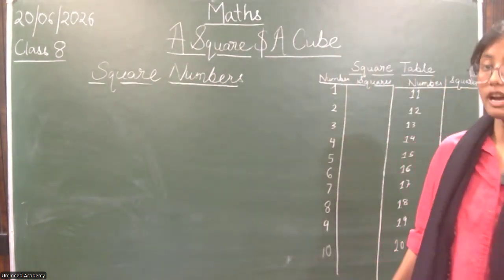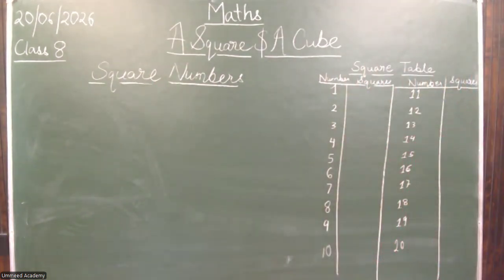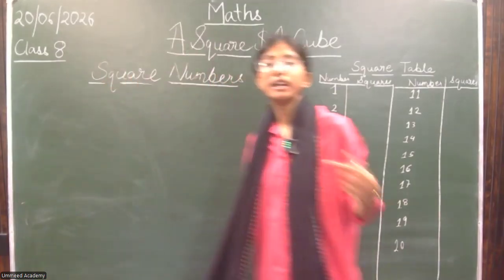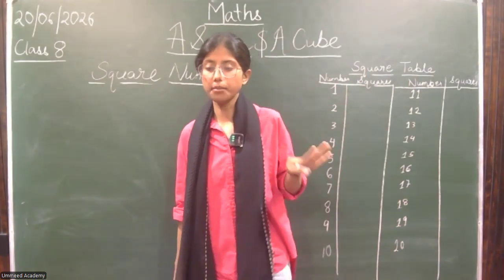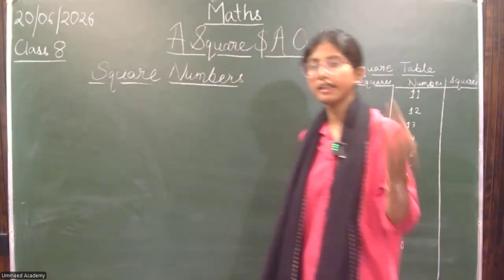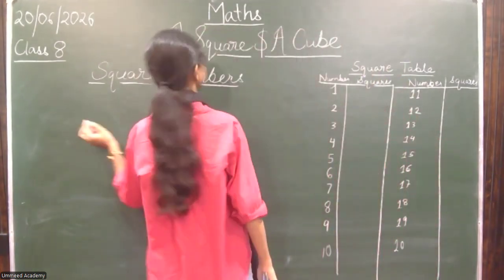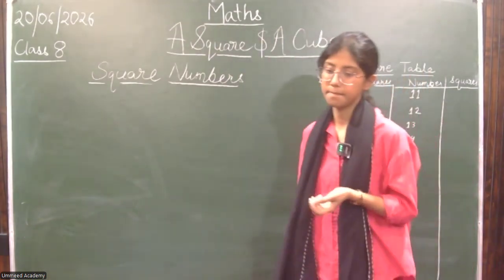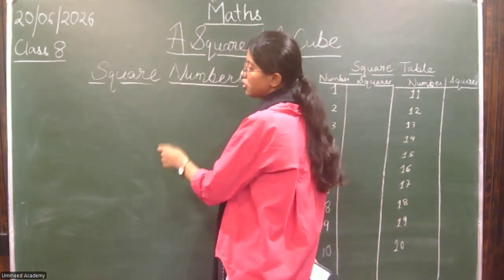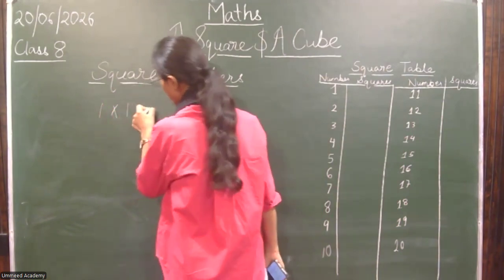Square numbers. What are square numbers? Pulkit, do you have any idea about what are square numbers? Ma'am, numbers which have two same pairs. You cannot say pairs. If any number is multiplied by itself, we get a square. First of all, tell me what are natural numbers. Numbers starting from 1 to infinity. Yes, from 1 to infinity are natural numbers. So any natural number when multiplied with itself, we get a square.